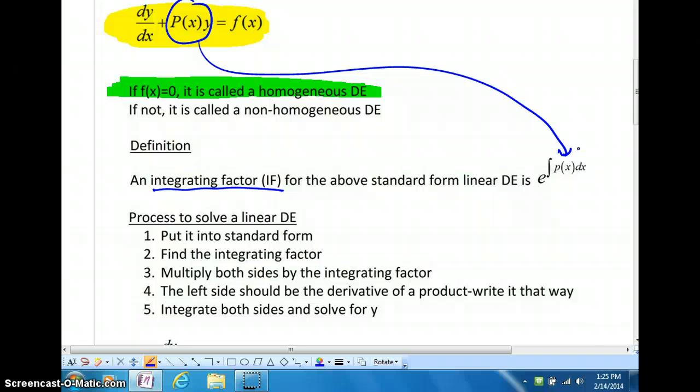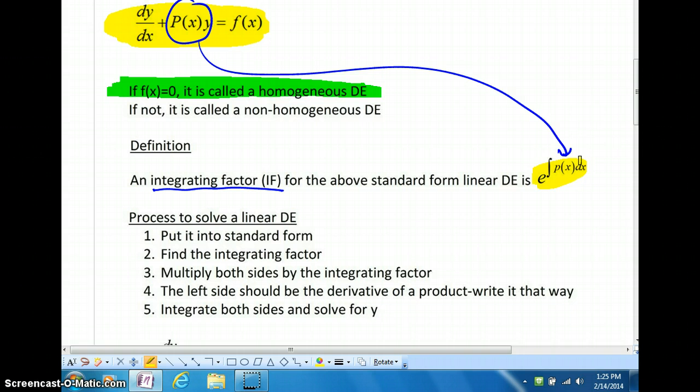And let's go through the following guidelines. There are really 5 steps that we're going to proceed with. First of all, get your equation in standard form. Standard form is what we see at the top of the page, highlighted in yellow: dy/dx plus p(x)y equals f(x). Find the integrating factor. In other words, work out e to the integral of p(x) dx. Once you know what this is, multiply both sides of your differential equation by that integrating factor.